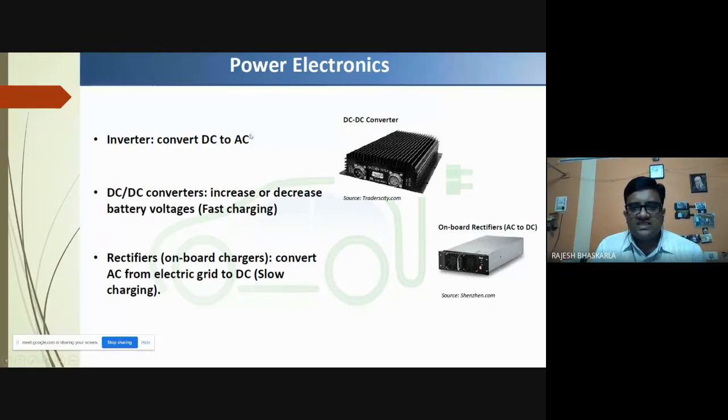Inverter converts DC to AC. So inverter is used whenever we are using a permanent magnet machine or whenever we are using an induction motor. Then battery DC supply must be converted to AC requirement of the motor. And rectifiers. Rectifiers are generally used as chargers, plug-in. They are used as chargers to convert AC from the grid or our house supply, which is AC. We want to convert that to DC and charge the battery. For that, we use the rectifiers.